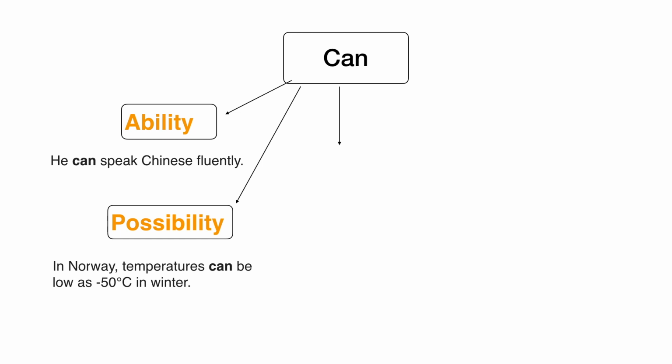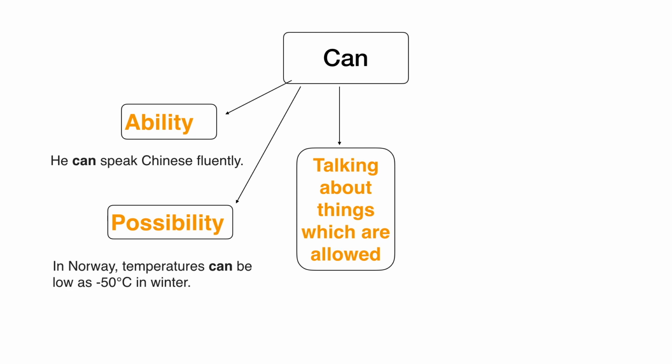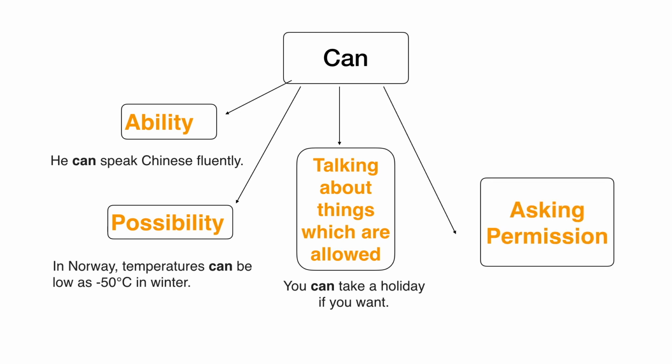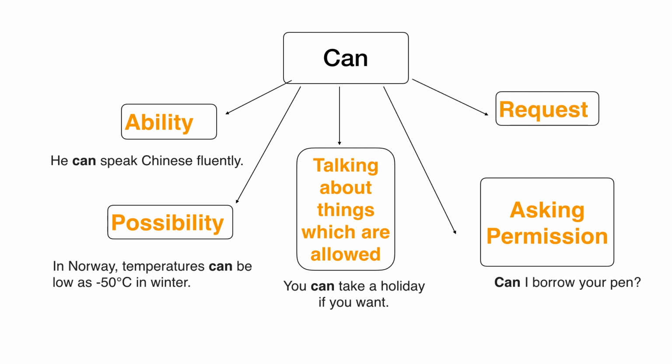We also use it when we talk about things which are allowed. For example, you can take a holiday if you want. Да, мы когда с вами говорим о каких-то вещах, которые нам разрешены. We also use the verb can when we ask permission, когда мы с вами просим разрешения. For example, can I borrow your pen? And we also use can when we talk about request, просьбы. Can you take me to the Victoria Station?